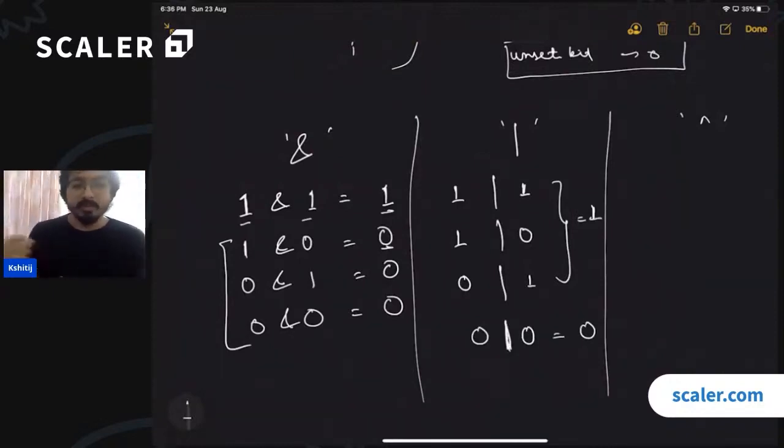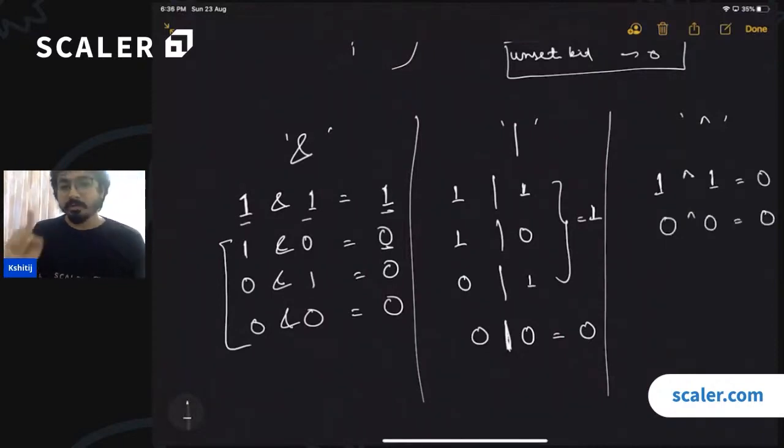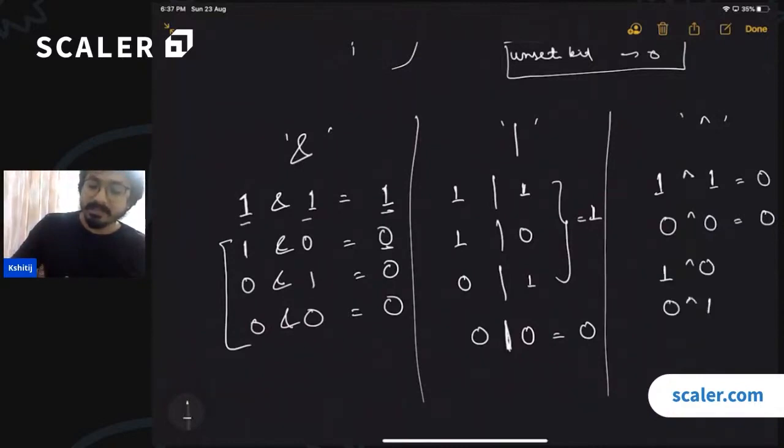How does XOR function? XOR is a very interesting operator. XOR says that if both the operands have the exact same value, then it returns an unset bit. So if both the operands are set bits, or if both the operands are unset, in both cases we get an unset bit. XOR only gives a set bit if the two operands are different. So if we have 1 XOR 0 or 0 XOR 1, in this case we get a set bit. These are the basic bitwise operators.